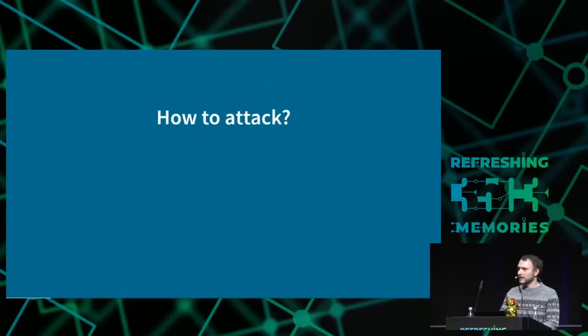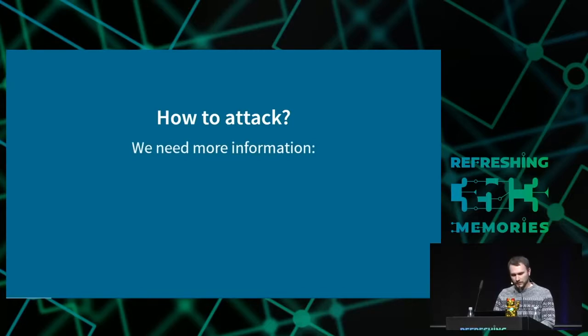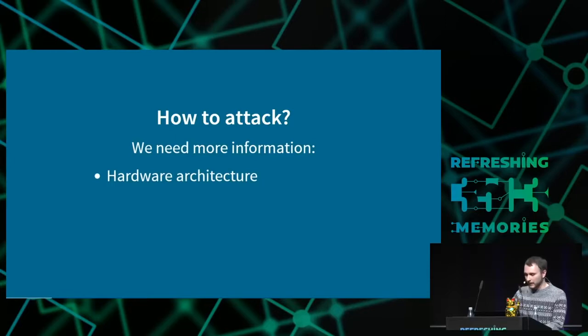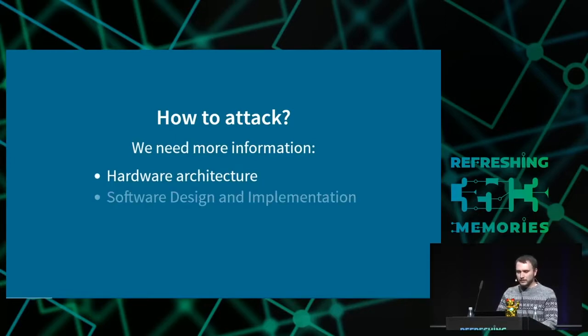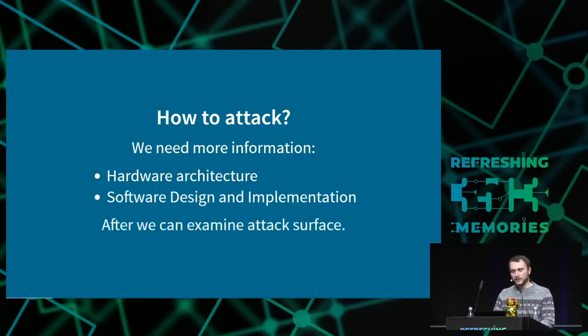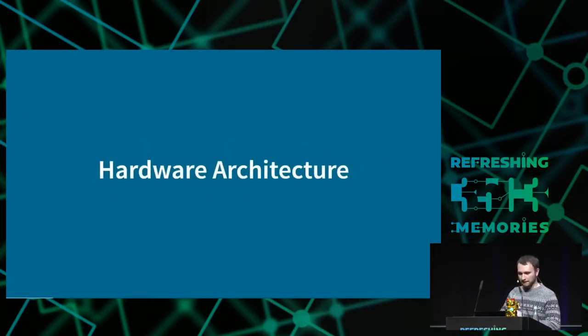If we want to break into these, we need to think of a plan on how to attack this. And with a proprietary processor, we really need to start getting more information on it. The first thing we need to look at is the hardware architecture behind it. Afterwards, we're probably going to have to look at the software that's actually running on the processor, and from that we can think of a plan of action to break into it. So first I'm going to talk about the architecture of the system.